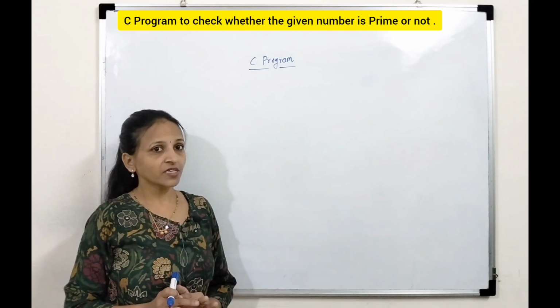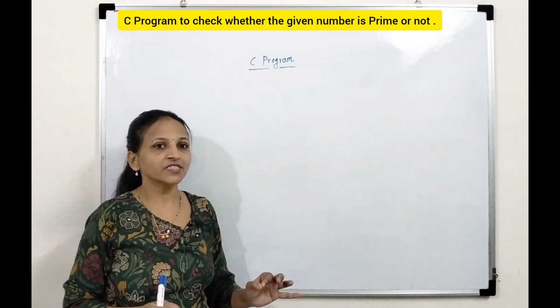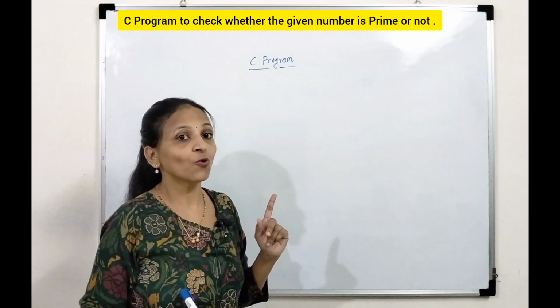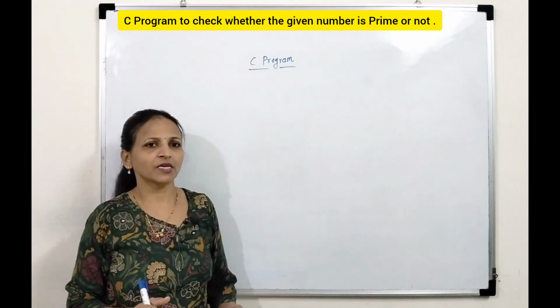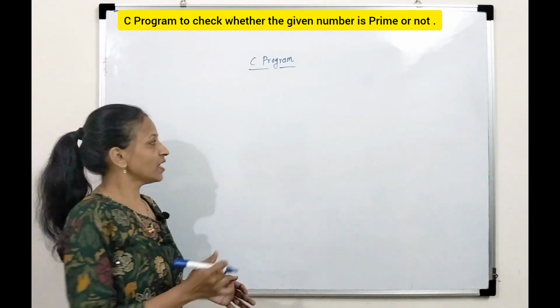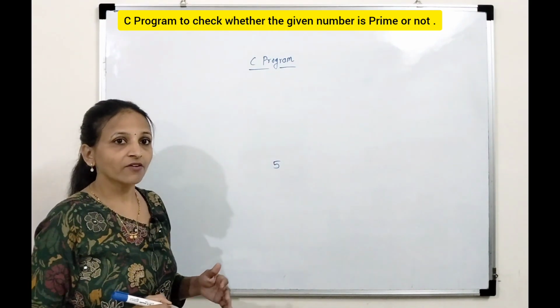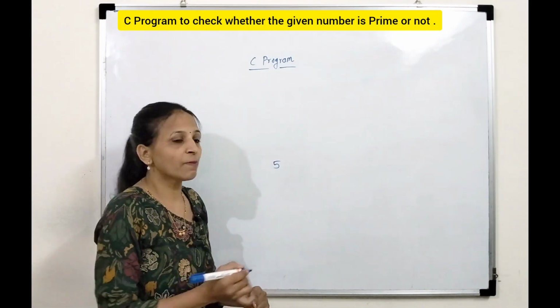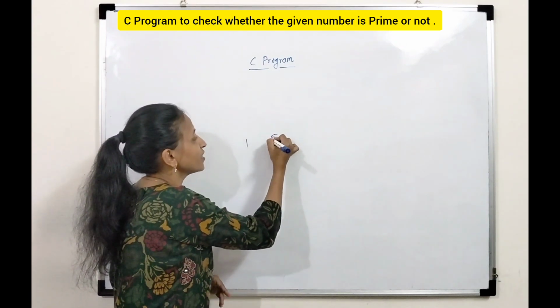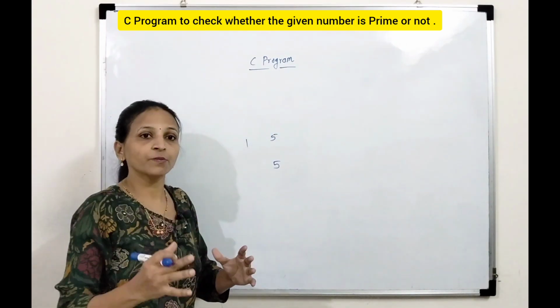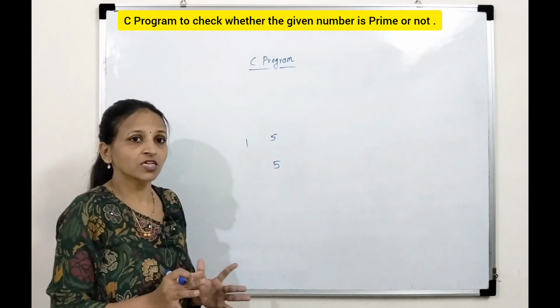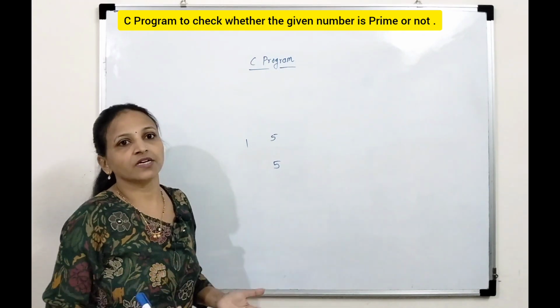Prime number means what? A number which is divisible by 1 and itself only, that is nothing but a prime number. For example, 5, it is a prime number. Why? Because 5 is divisible by only 1 and 5. You cannot divide 5 by any other number, means it is not fully divisible by any other number.